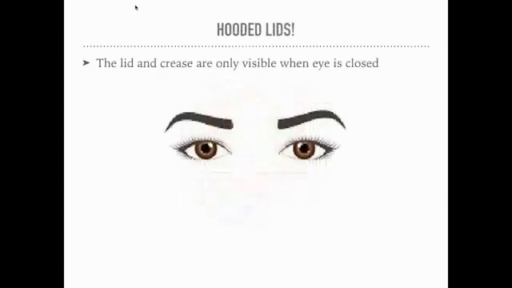Then we have hooded lids. This is one of the most common eye shapes, and that is the lid and the crease are only visible when the eye is closed. When the eye is open, it looks hooded over the lid. That's the only way I really know how to explain it: it just looks hooded over the lid.